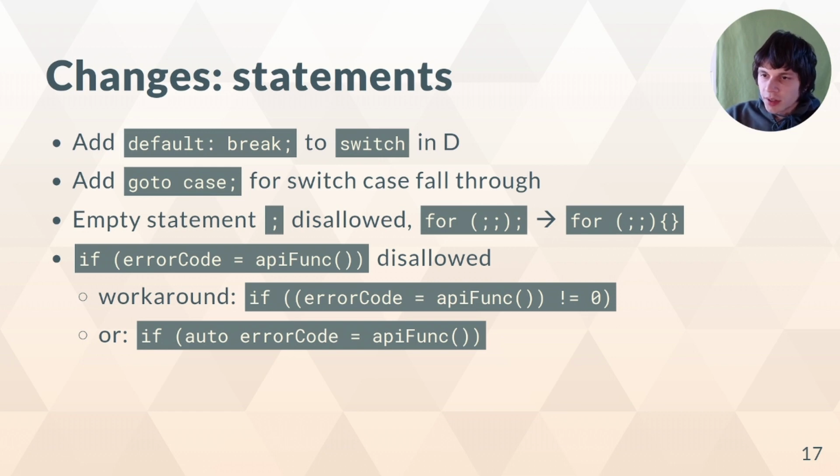Using an assignment as a condition is not allowed in D because it's often the result of misspelling the equals equals operator. But there is a pattern where you actually want to use assignment as an if condition, and that's when you're checking for an error code returned by a function in one line. To solve this, you can either wrap the assignment in parentheses and add a logic operator after it, or you actually declare the variable inside the if statement, which is a feature D has but C doesn't. But it does require some refactoring.